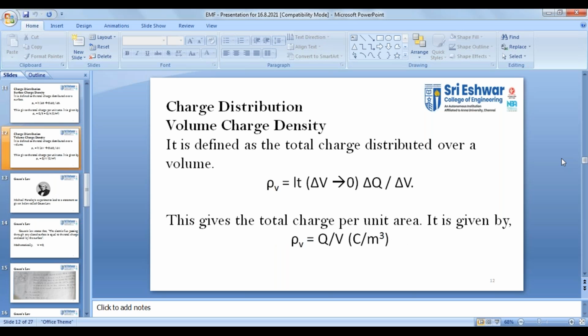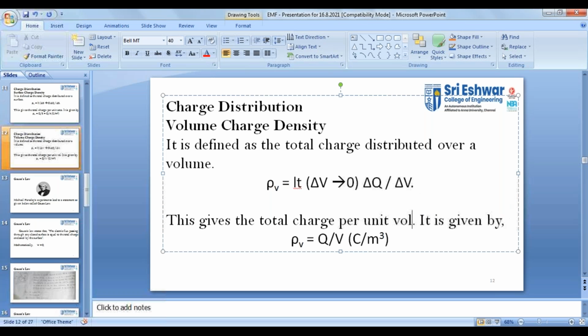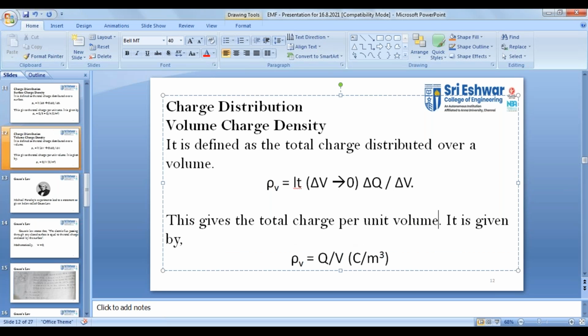You can see it is defined as the total charge distributed over a volume. So rho V is equal to limit del V tends to 0, del Q by del V, and this gives the total charge per unit area. It is not unit area, this particular thing you have to change. This is actually unit volume. I am changing it here, right? Please change it. So it should be unit volume.